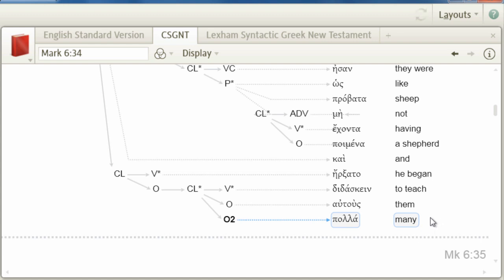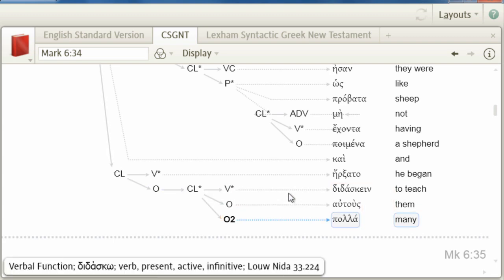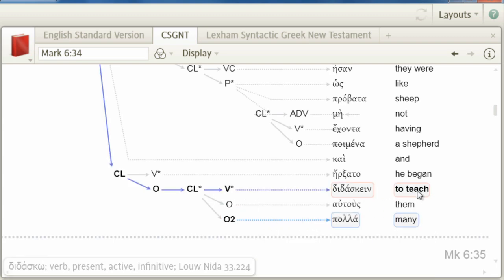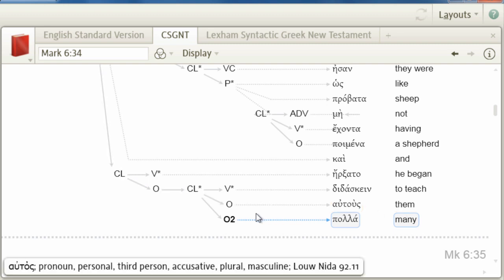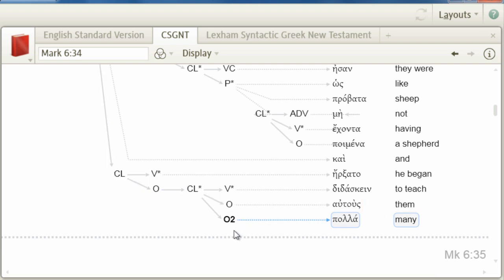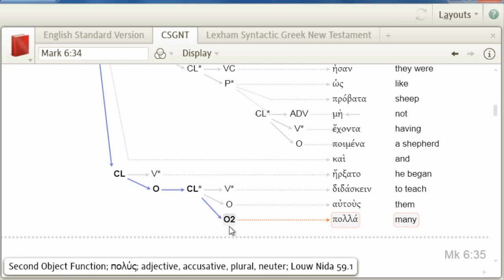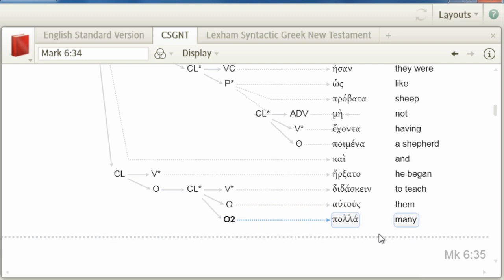Now notice how this is annotated within this clause. We have our verb here, didaskein. Then we have our object, the first object, autos, which is translated them, signified by the O here. And then we have an O2 for the second object, which is pala, translated many.